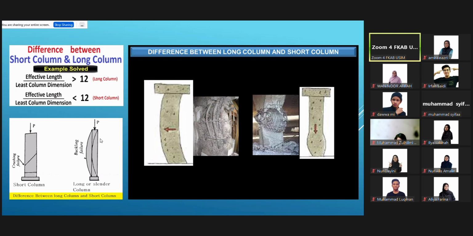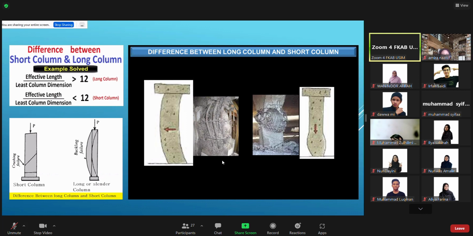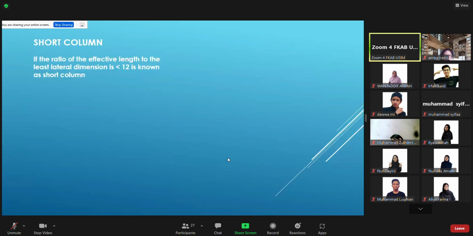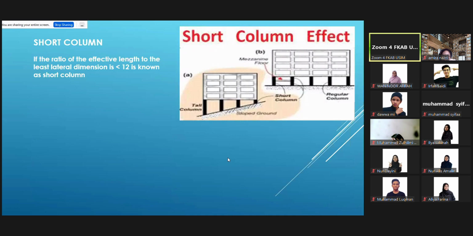So column causes of failure of this column short and long because of this lah. Kalau tinggi dia buckle, kalau rendah dia compress, jadi crush. Short column, this is the ratio effective length to the dimension less than 12 already. Kalau compare macam yang kita bagi simple formula tadi tu, anything that is less than 20 times of ini dah boleh jadi short column. This is short column.